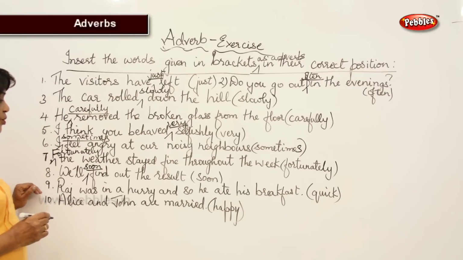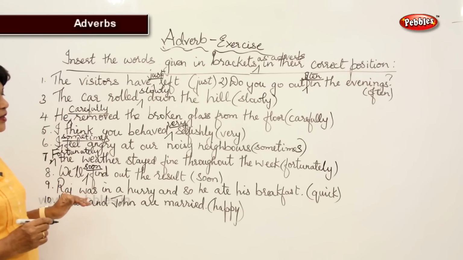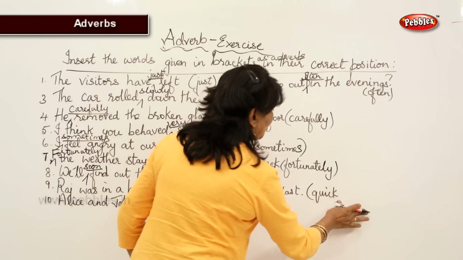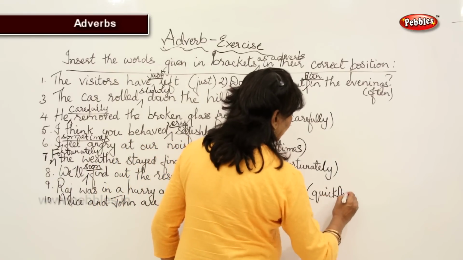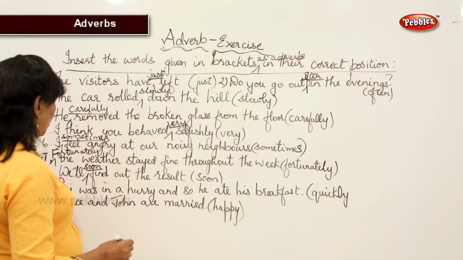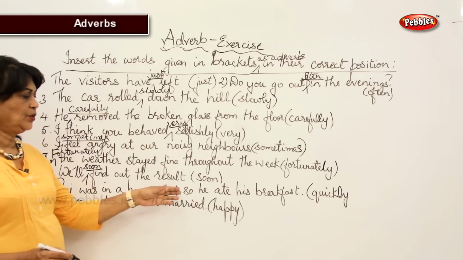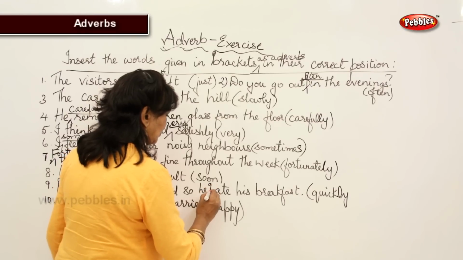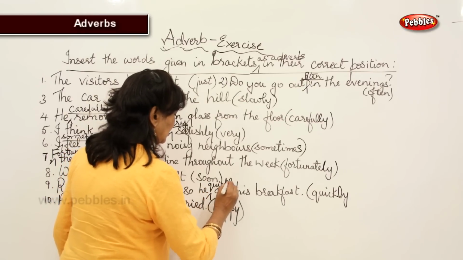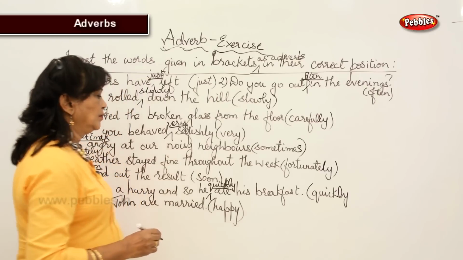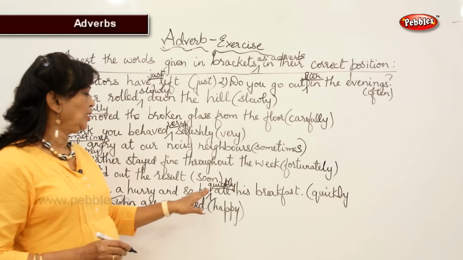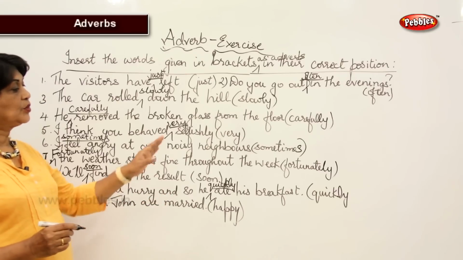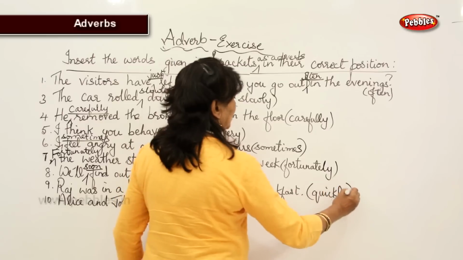Next one, Raj was in a hurry and so he ate his breakfast. Now, quick is the word given. How will you change it into an adverb? Quickly. Raj was in a hurry and so he quickly ate his breakfast, or so he ate his breakfast quickly. Both ways you can say.